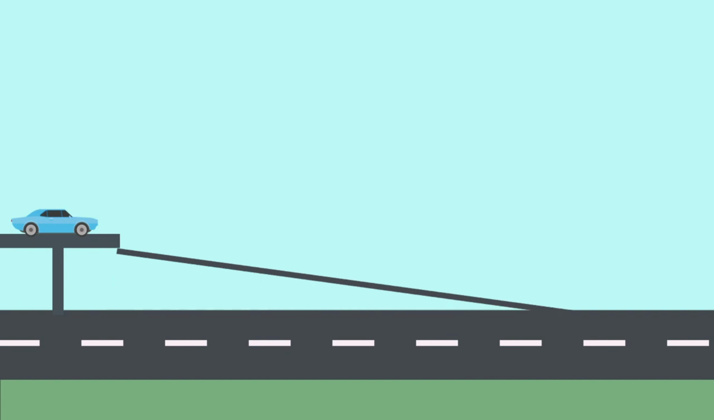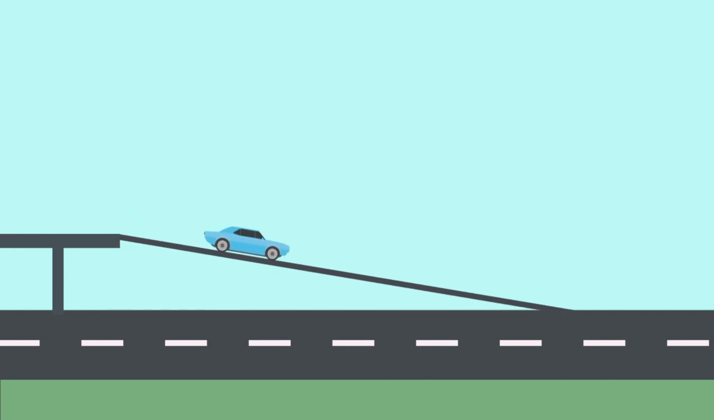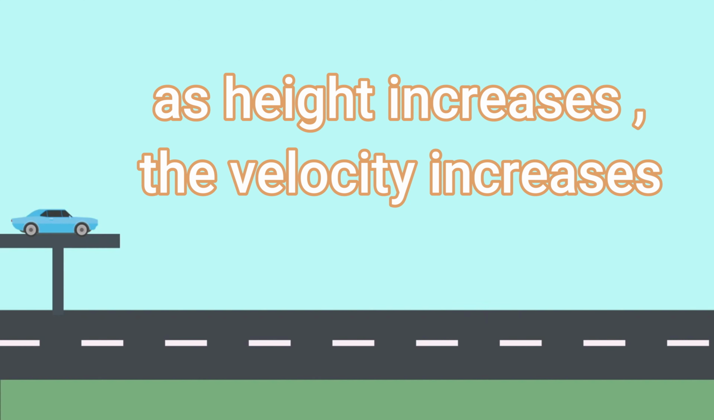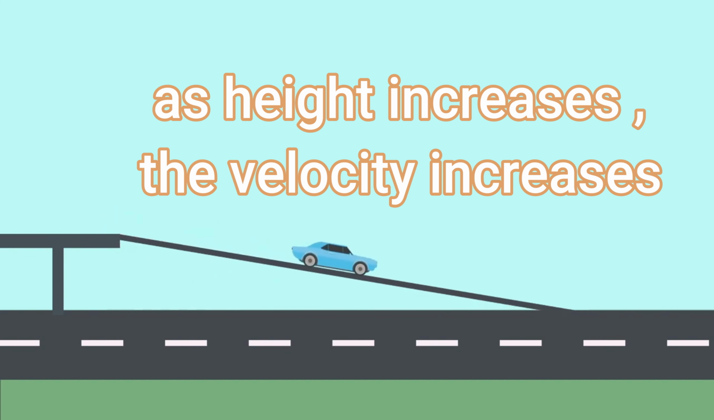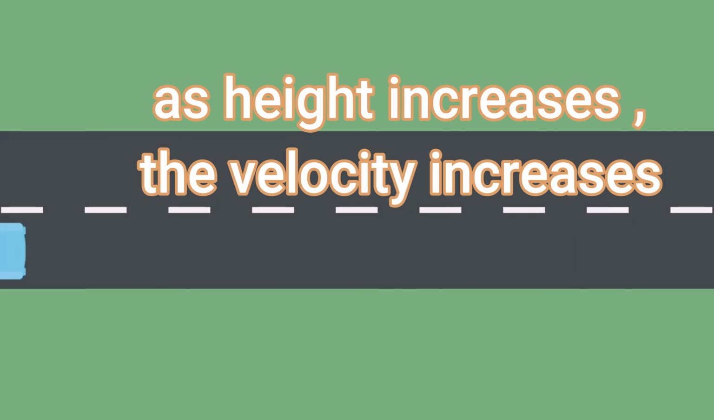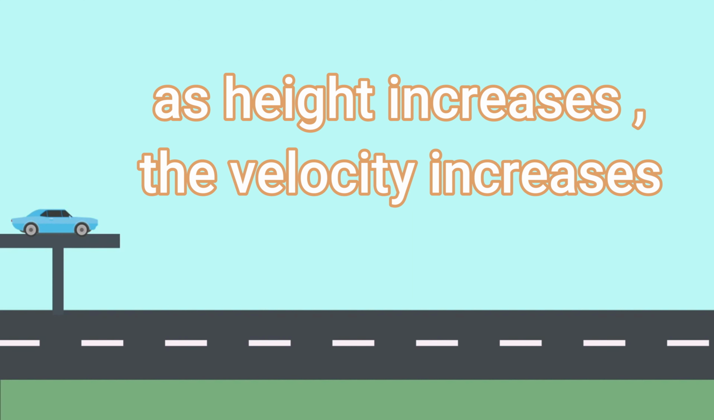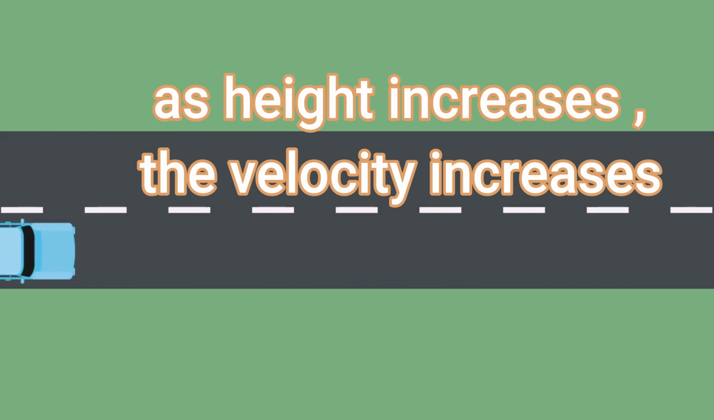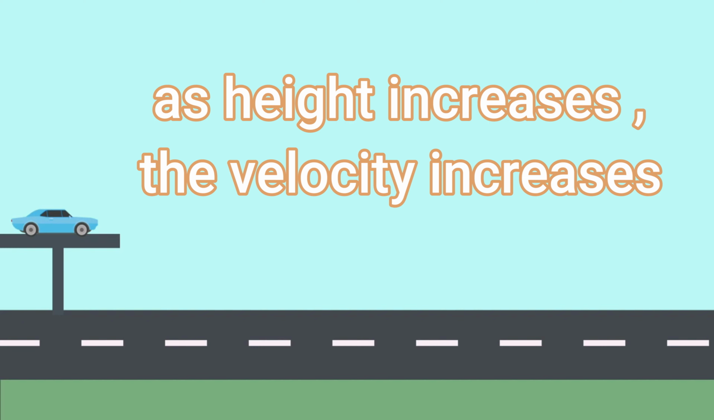Based on the data I have, we can now conclude that as height increases, the velocity also increases because the higher the ramp, the more gravitational potential energy or GPE. So the more GPE, the more kinetic energy converted and the faster it will go. So that as ramp height increases, the velocity will also increase.